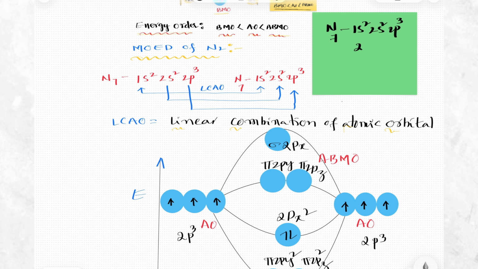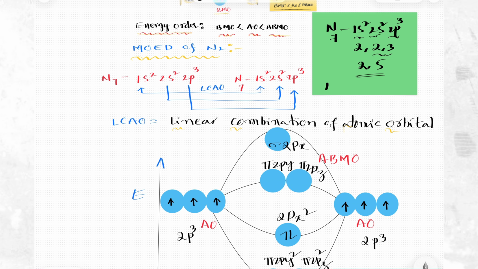Also, we can write it as 2, 2, 3, or we can add the first two to get 2, 5. This is also the electronic configuration. So we know these are here: 1s2, 2s2, and 2p3.